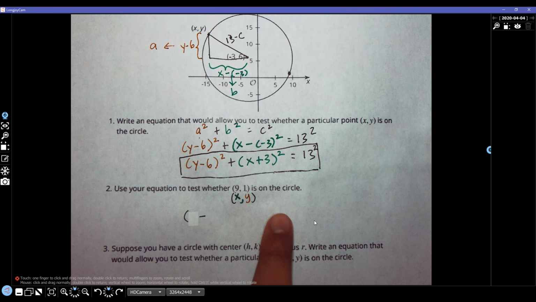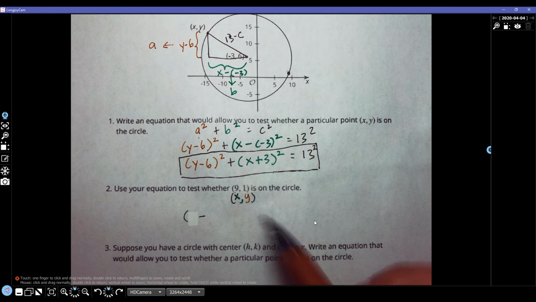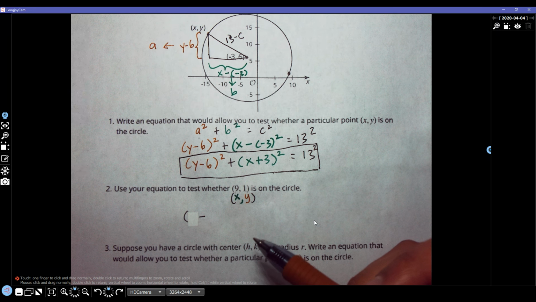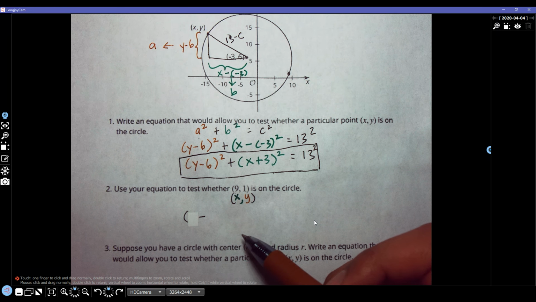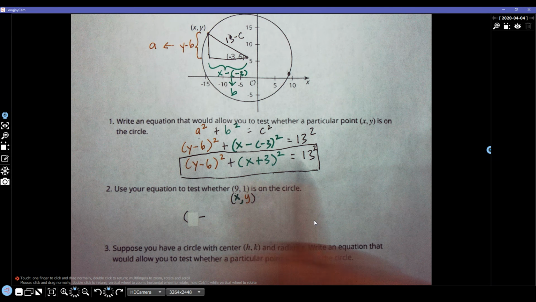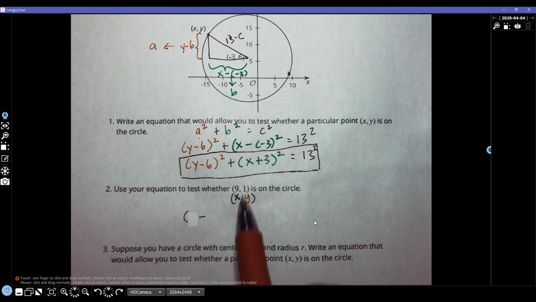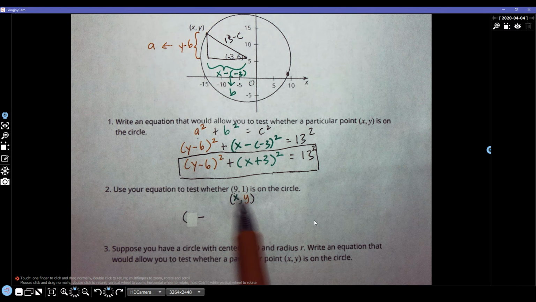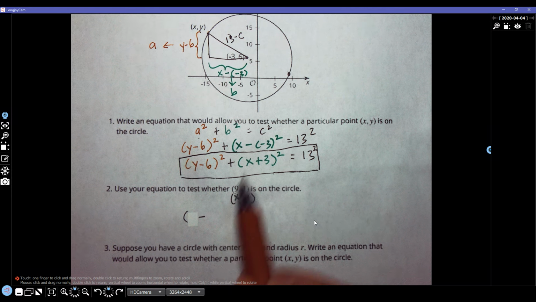So in Activity 1, we had been using the Pythagorean theorem to test whether a point was on the circle, right? We had created a Pythagorean theorem, found the distances of the legs, and then plugged it into our equation. Now we actually have an equation here, and I'd like you to pause the video to figure out and try it yourself how we could test whether this point is on the circle using the equation we just created.